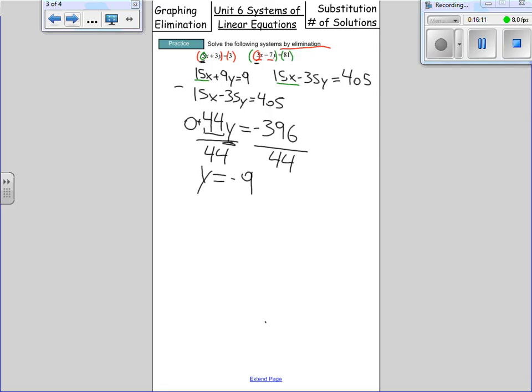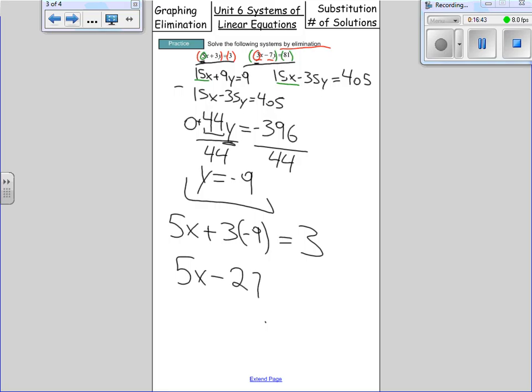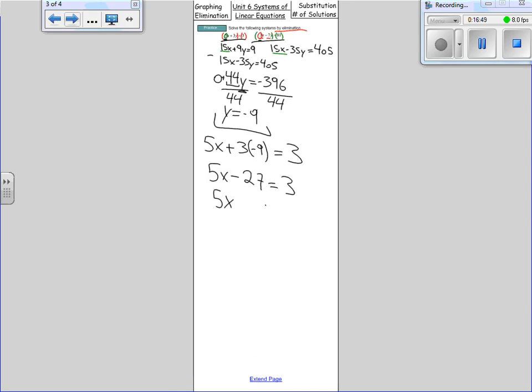Aaron. So you plug it into one of the equations. Yeah, so you have to take this negative 9 and plug it into one of these two equations. You can pick whichever one you want. Aaron, you pick the first one? Okay, so it becomes 5x plus 3 times negative 9 is equal to 3. So then 5x minus 27 is equal to 3. So 5x is equal to 30. So x is equal to 6. Meaning that your intersection is at 6, negative 9. That would be your solution.